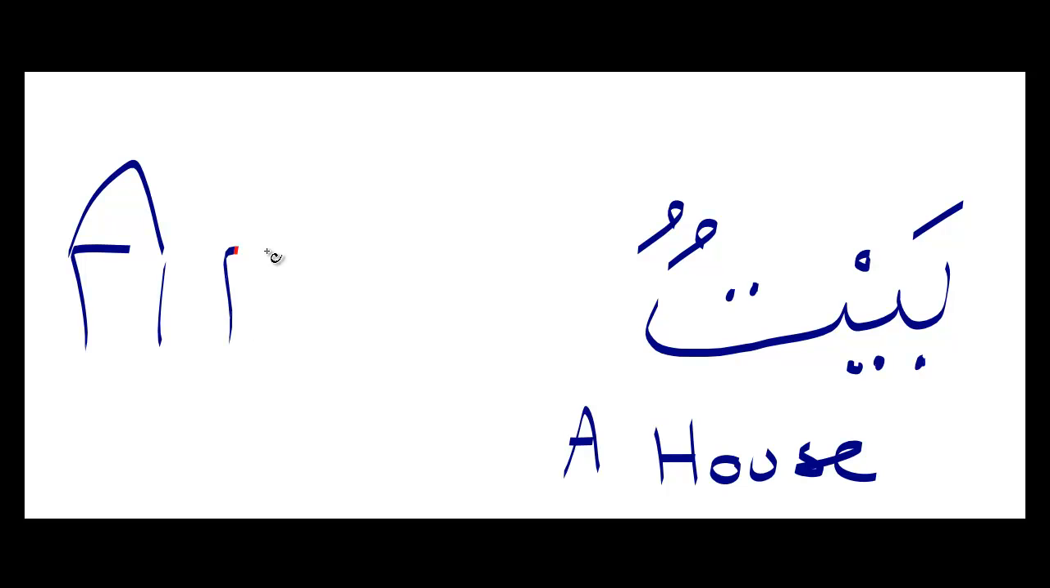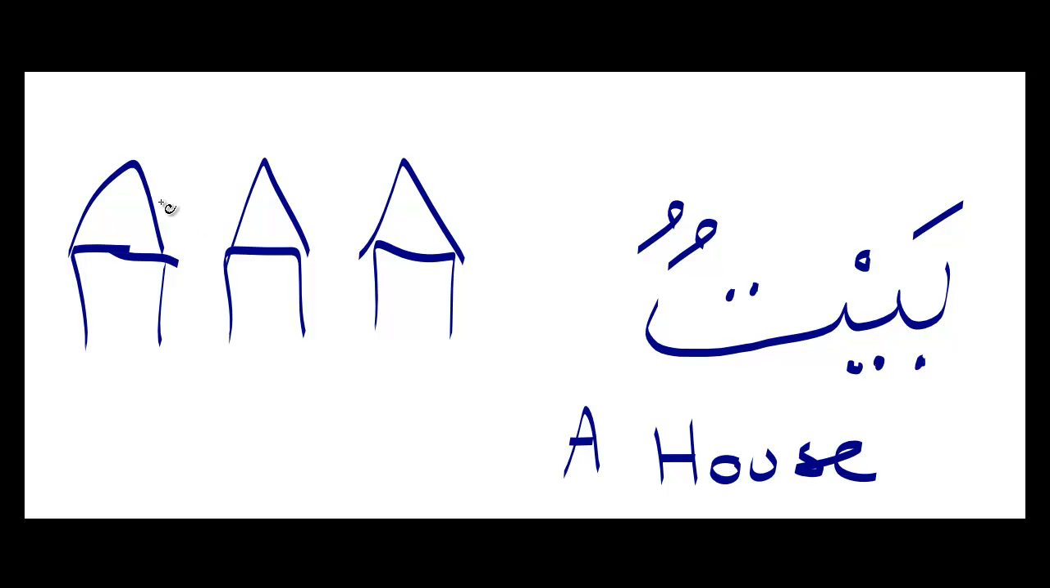So for example, we have the word bait. Bait means house. Okay? Now if I just say baytun or bait, it means a house. Okay? So if there's a line of houses and I say let's go to a house, it could be any one of these. It could be this one, or this one. Why? Because I've used a common noun without the alif lam.